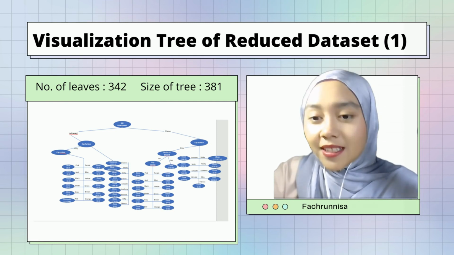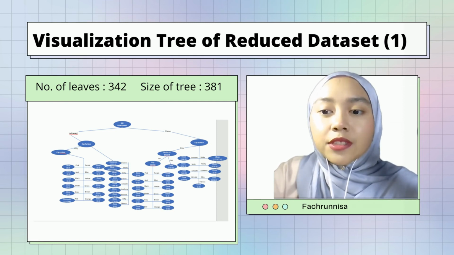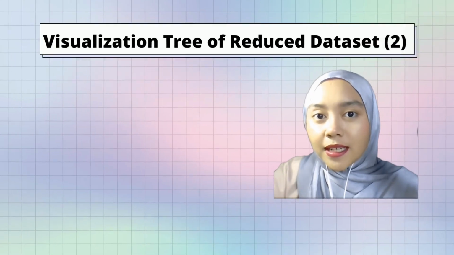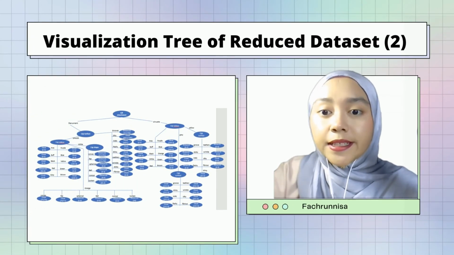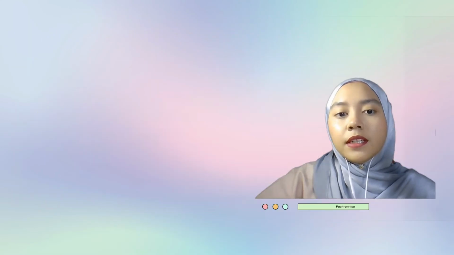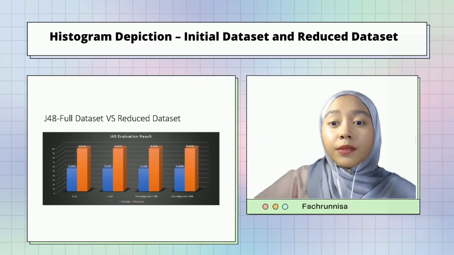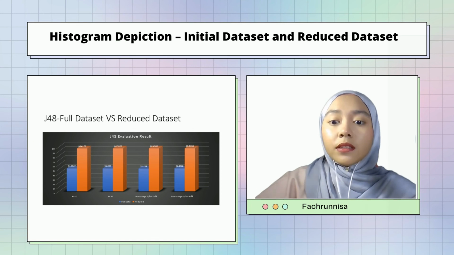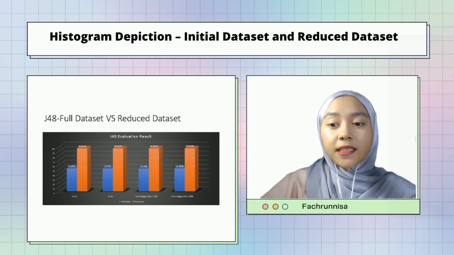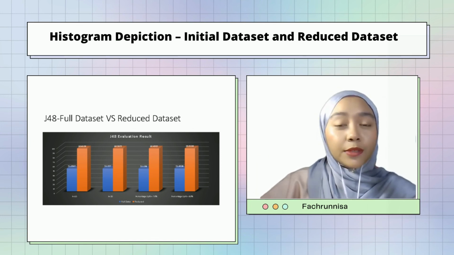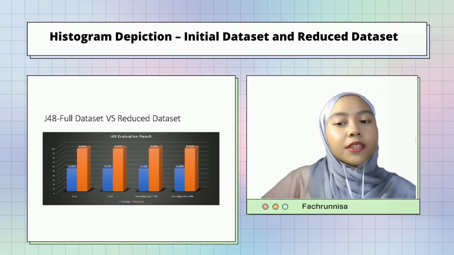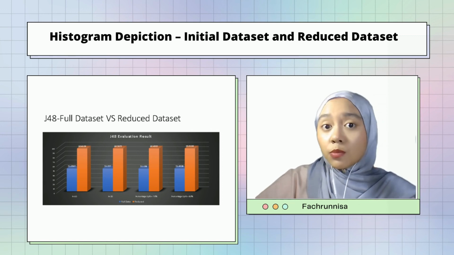reduced dataset. The number of leaves is 342 and the size of the tree is 381. As you can see, this is the histogram depiction of the initial dataset and the reduced dataset. The accuracy of the initial dataset is lower compared to the reduced dataset, which means that using the reduced dataset is much more efficient.